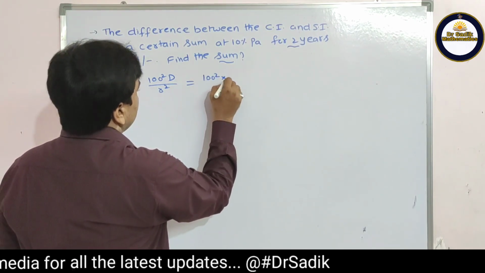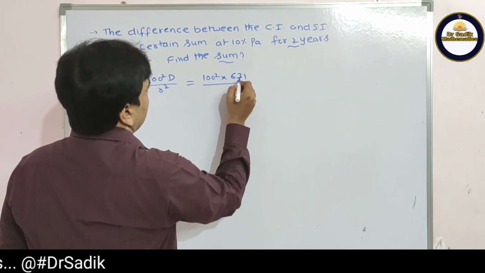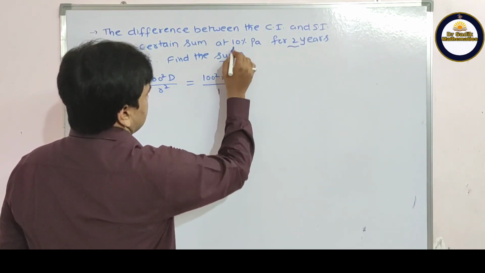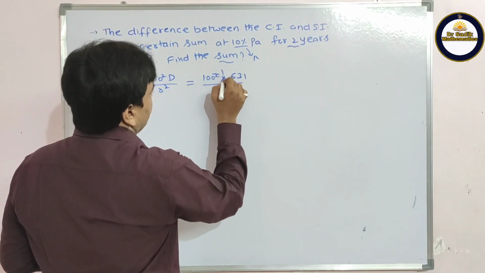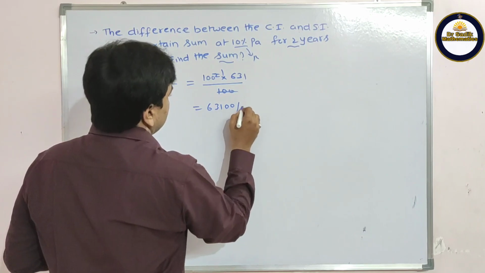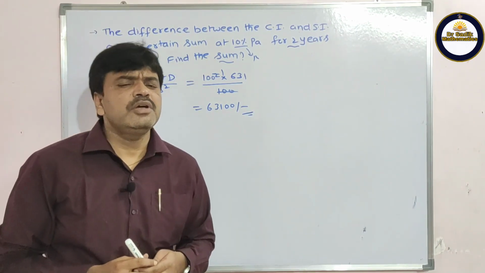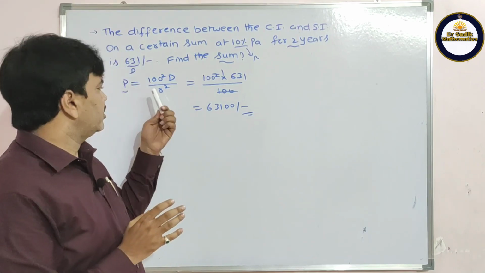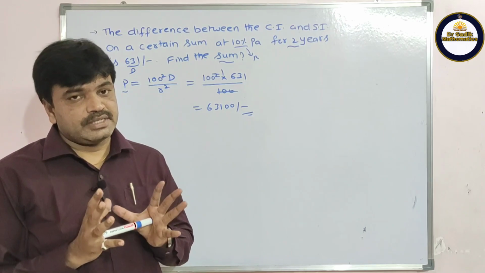So 100 square into D, the difference is 631, by R square. R square, 10 square means 100. Simply 100 cancels, and we get 63100. This is the principal amount. By using the formula, we can solve this problem within 30 seconds, friends.